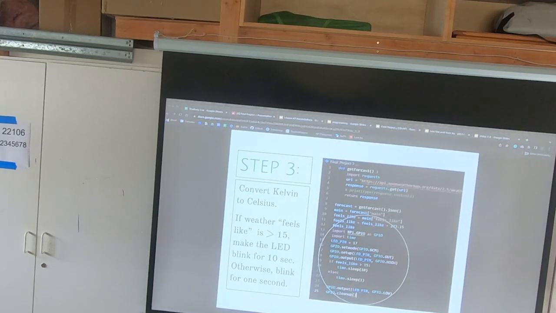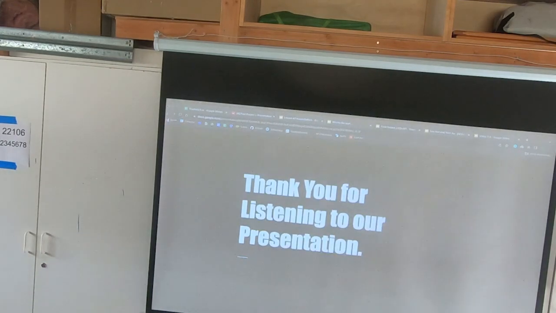the if method to see if it feels like the temperature in Disneyland. If it feels like it's greater than 15 degrees Celsius, then it would blink for 10 seconds. But if it was less than 15 degrees Celsius, then it would blink for 1 second. So after the LED blinks, we clean up the GPIO and the project is done. Thanks for listening.